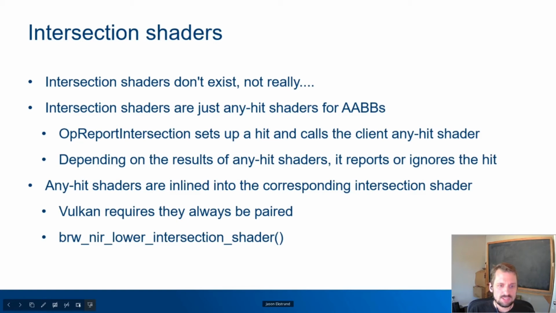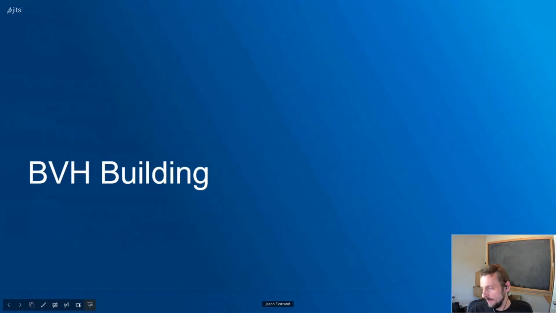How much is that overhead? I don't know. I've never actually tested it with callables, but inlining the callable into the intersection shader allows us to avoid whatever overhead is there. And it means that you can fairly freely set up lots of potential hits and do your any hit shader without worrying about the ping-ponging. So there we go. That is most of the shader stuff.